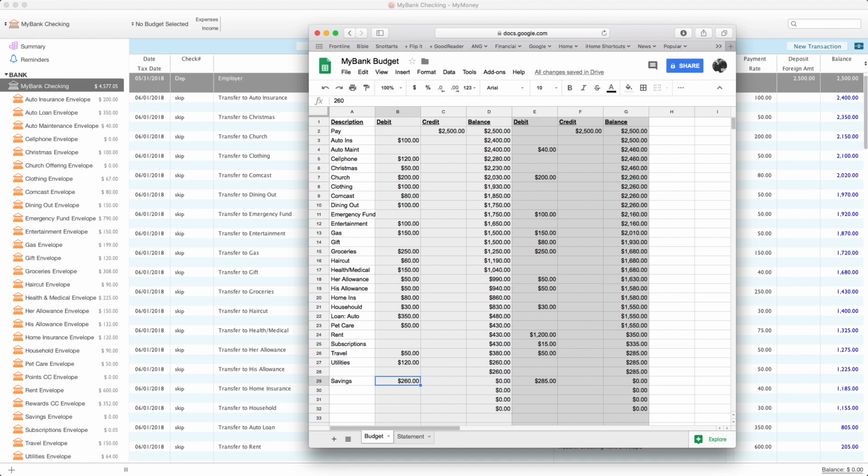So $260 in savings on the first half of the month, and then the second half of the month, there's my $2,500. And then I'm going to put money into my envelopes in these dollar increments. And then at the end, I had $285 left over, and that's the amount that I'm going to put into savings. So that's, again, the assumption that we're using on how the budget is created.